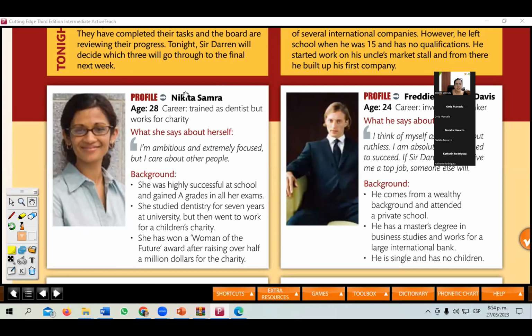Read the profile for Nikita Samra. Yes, teacher. Nikita Samra. Age 28, career training as a dentist, but works for charity. What she says about herself: I'm ambitious and extremely focused, but I care about other people's background. She was highly successful at school and gained A grades in all her exams. She studied dentistry for 7 years at university, but then went to work for a children's charity. She has won a Woman of the Future award after raising over $500,000 for the charity.